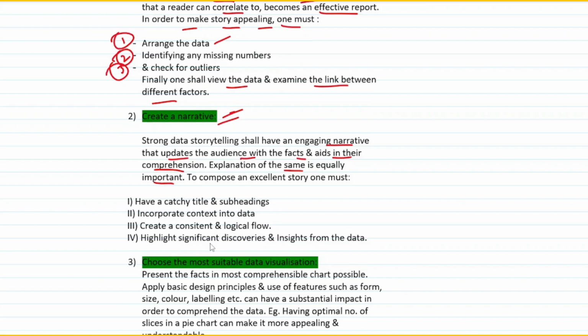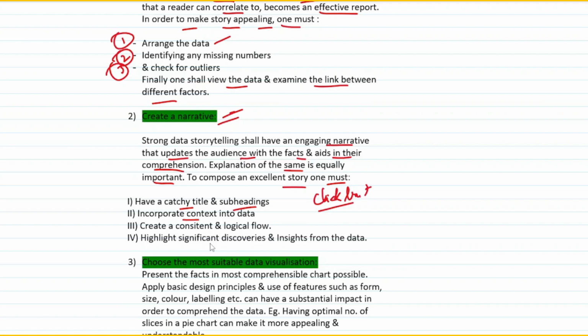Okay, to compose an excellent story, what should one do? Have a catchy title and subheadings. For example, if you want to see a good engaging YouTube video which is for an entertainment purpose, in that case you can have a catchy title and subheadings, right? Something called a clickbait, right? So if you have something called a clickbait, in that case that becomes very successful. So that's the initial part of it. So if you have to compose an excellent story, first of all you should have a catchy title and subheadings.